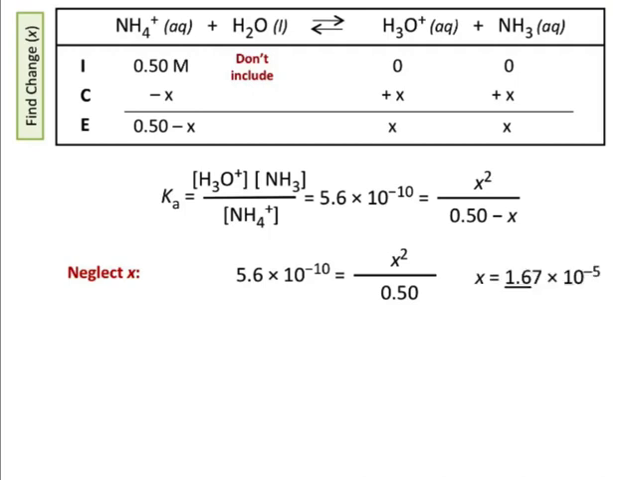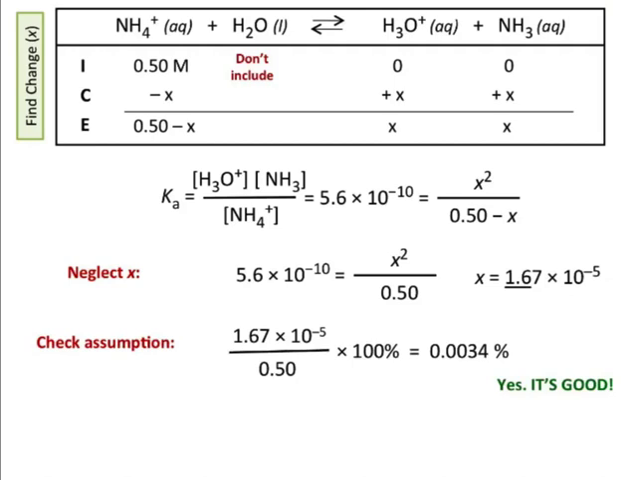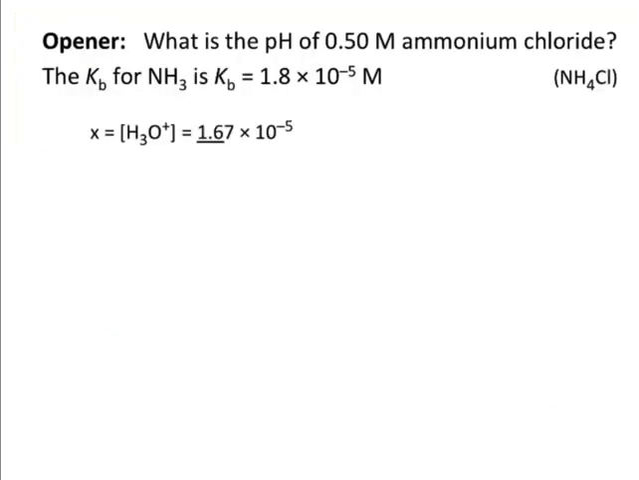Start by neglecting it. You get this number for x. Now you need to check your assumption. Turns out this number is much smaller than 0.5, which it's subtracted from. So this is a perfectly valid approximation. Now we take x and think of what x means. x is hydronium. Oh, that's going to be easy. And then you can find pH from that by taking the negative log of the concentration of hydronium. And then there's your answer, pH.